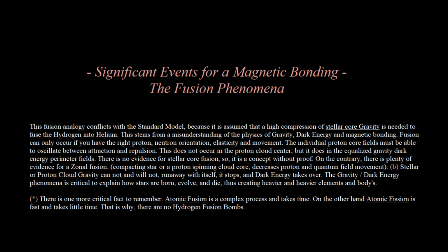B. Stellar or proton cloud gravity cannot and will not run away with itself, it stops, and dark energy takes over. The gravity, dark energy phenomena is critical to explain how stars are born, evolve, and die, thus creating heavier and heavier elements and bodies.